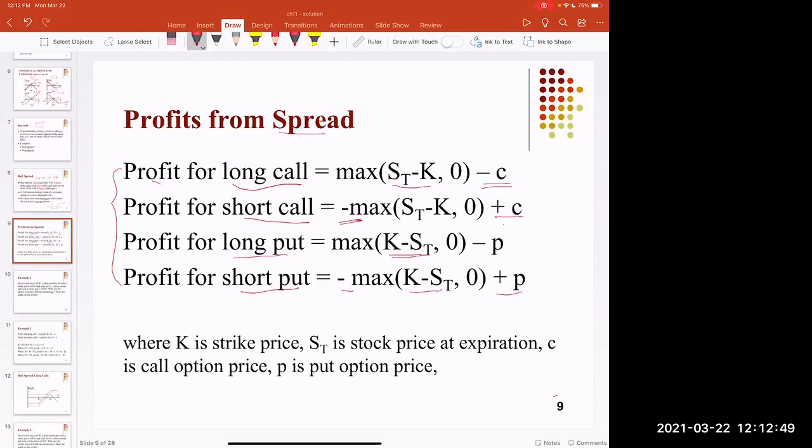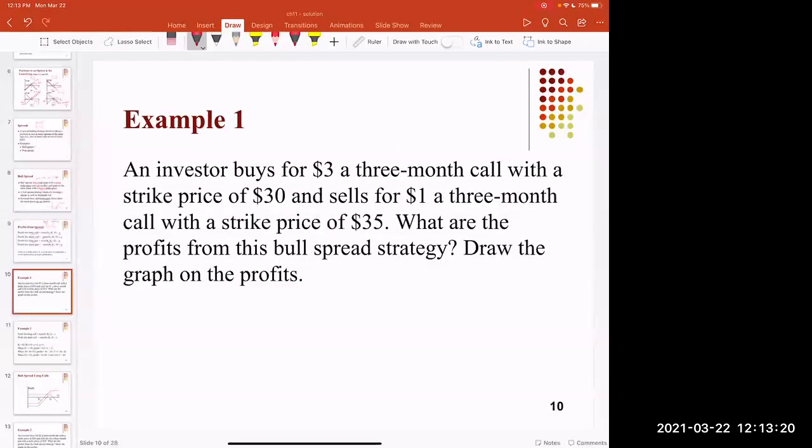For a spread, normally we have two calls. Let's say C1 and C2. You buy C1 and sell C2, so it would be C1 minus C2. Basically, you consider a long call and a short call, so two calls. Same thing for puts. Okay, let's see example 1. Any questions so far?